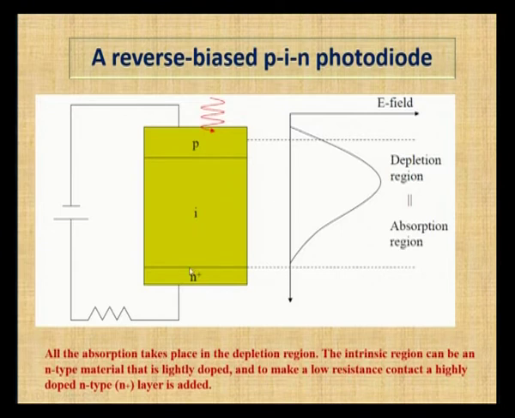The intrinsic region can be n type and lightly doped, and to make a low resistance contact, a highly doped n type, that is an n plus layer, is added here to make it low resistance, so that the current will flow easily from the intrinsic layer to the n plus layer and across the resistor.